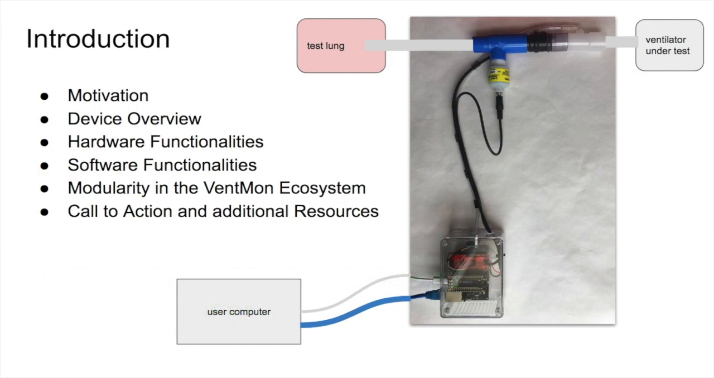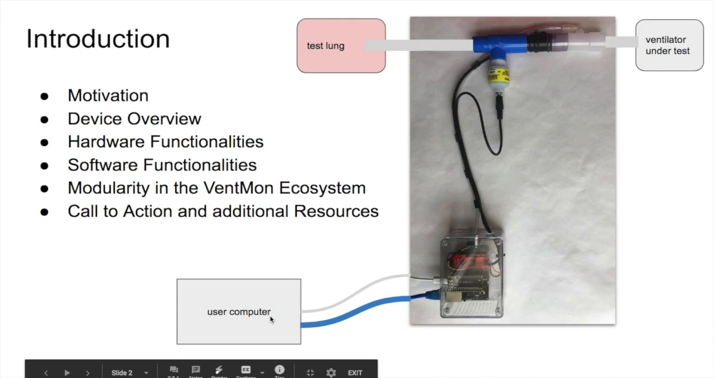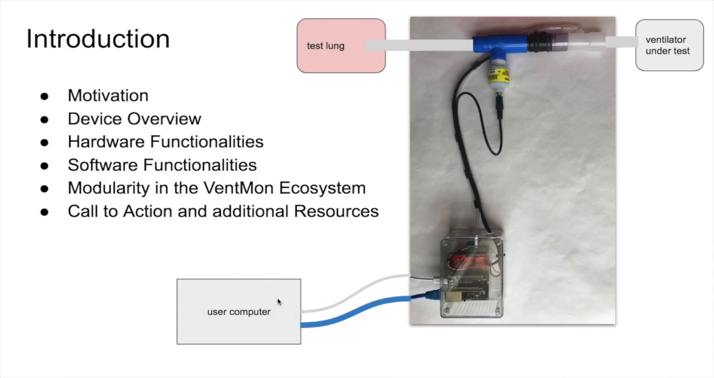So, on the right-hand side of the screen, you'll see the VentMon device itself. This is sort of a drawing, but the photo is our current version of the device, 0.2. In a typical setup, the VentMon would be connected in line with the ventilator under test and perhaps a device like a test lung to provide feedback on the other end. It would then be connected to a user computer so that the user can collect all the data being recorded.